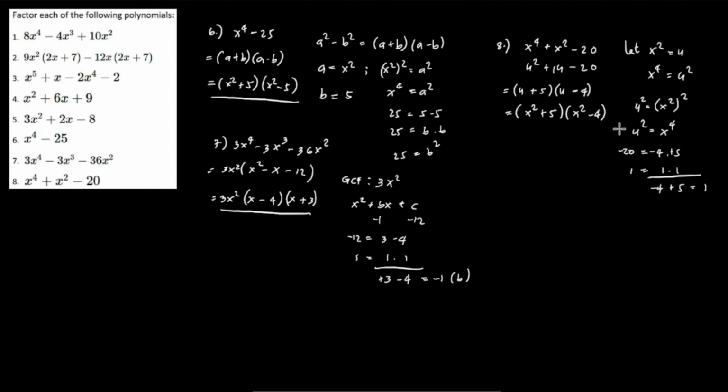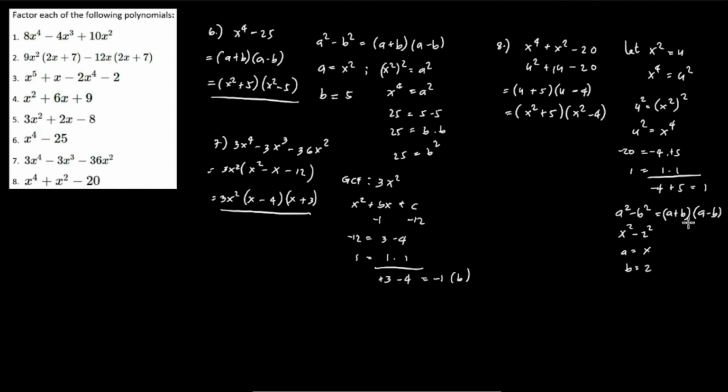Once you change the value u to the original variable, you check if there will be another factor in the binomials. Is there one in x squared plus 5? None. What about x squared minus 4? Based on the difference of two squares, wherein a squared minus b squared is equal to a plus b and a minus b. In x squared minus 4, x squared is a squared, therefore a is equal to x, and negative 4, the factor of 4 is 2 times 2 or 2 squared, so b is equal to 2.